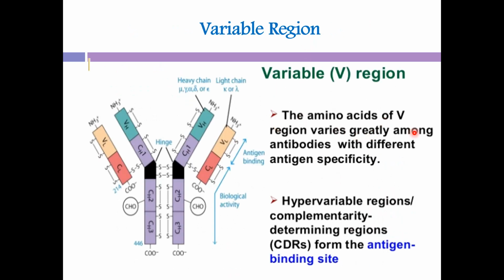Now, variable regions. The amino acids of variable regions vary greatly among antibodies with different antigen specificity. It means this area is different for different antigen specificity. So the regions of the variable heavy chain and variable light chain contain the hypervariable regions. They have different antigen specificity, and that's why they are called hypervariable regions. And as I told you, the complementarity determining regions form the antigen binding site.